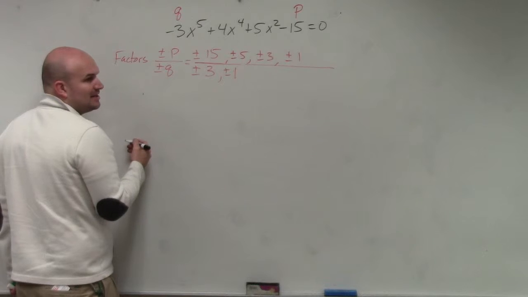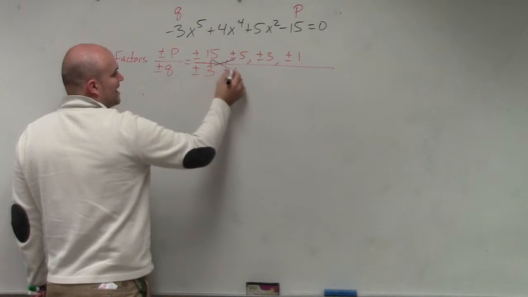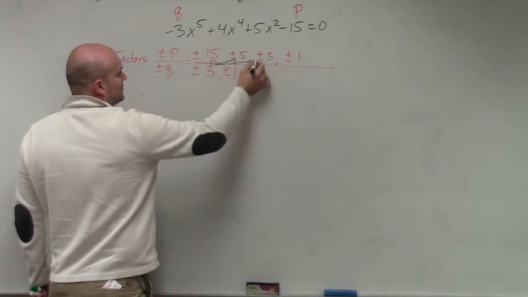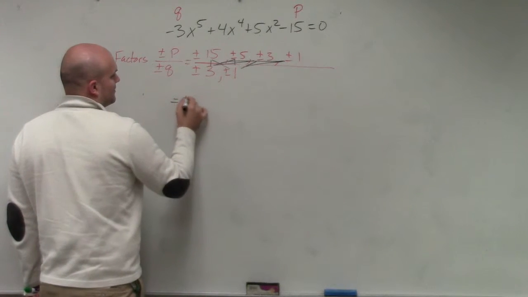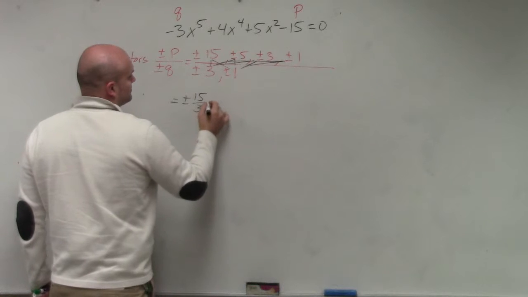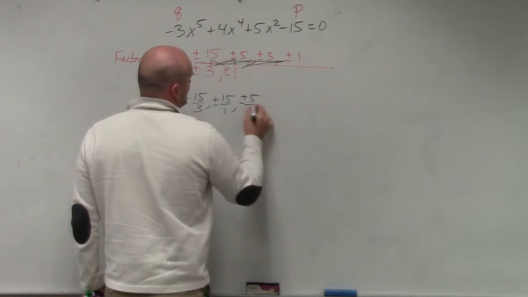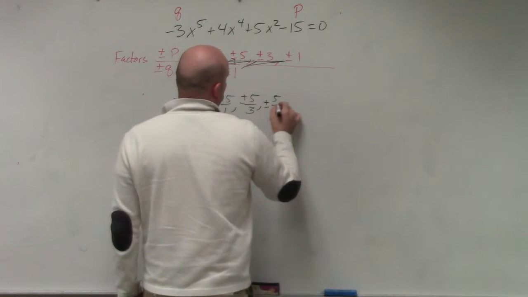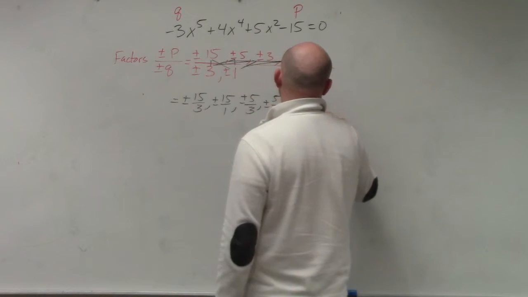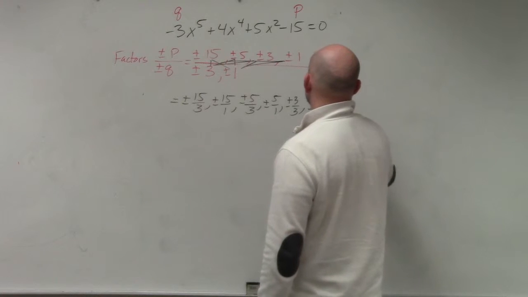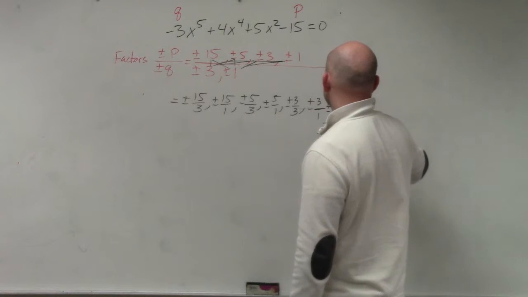So now you need to find all the combinations. So basically, you're doing 15 over 3, 15 over 1, 5 over 3, 5 over 1, 3 over 3, 3 over 1, 1 over 3, 1 over 1. So it looks like this. Plus or minus 15 over 3, plus or minus 15 over 1, plus or minus 5 over 3, plus or minus 5 over 1, plus or minus 3 over 3, plus or minus 3 over 1, plus or minus 1 over 3, plus or minus 1 over 1.